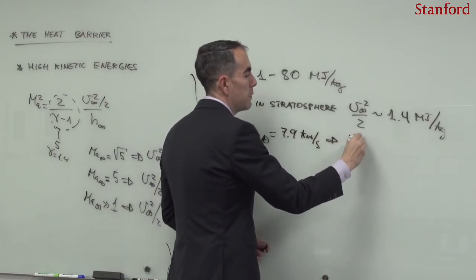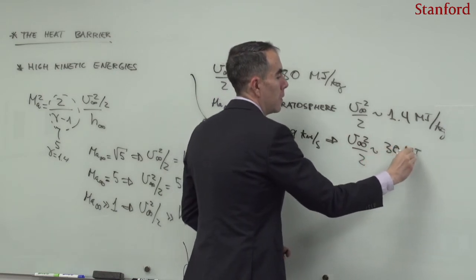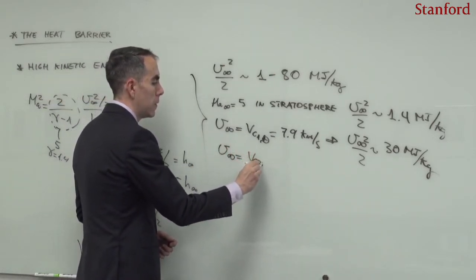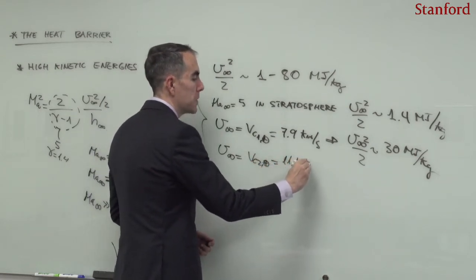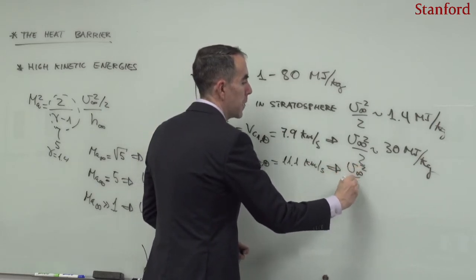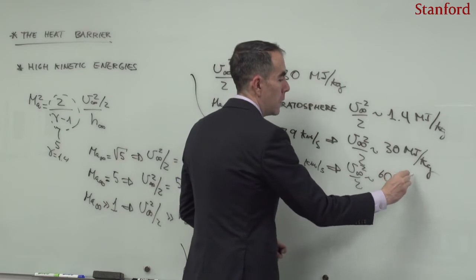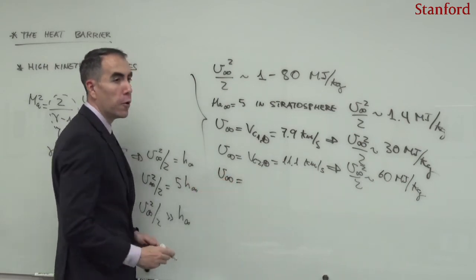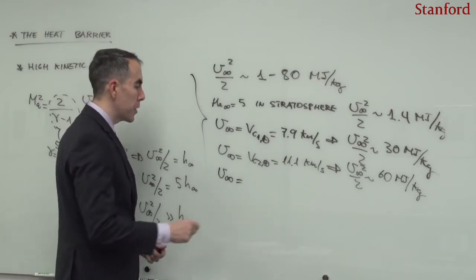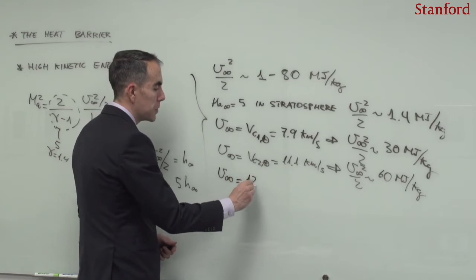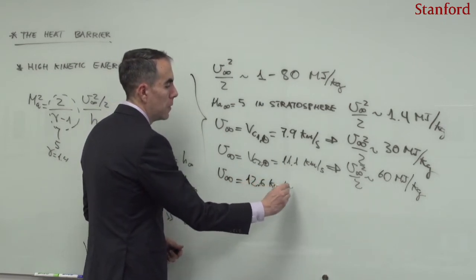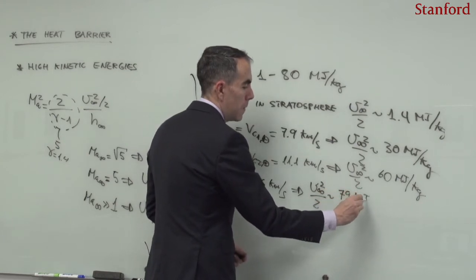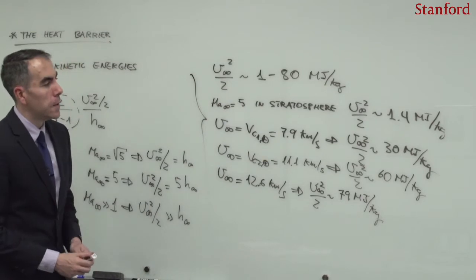Then the specific kinetic energy is going to be about 30 megajoules per kilogram. Or if one takes the second cosmic velocity, 11.1 kilometers per second, then the specific kinetic energy is going to be about 60 megajoules per kilogram. And if one goes even further and takes the entry velocity of the Stardust probe, which was a probe returning from an asteroid, this velocity is about 12.6 kilometers per second. And then the specific kinetic energy of the probe will be about 79 megajoules per kilogram.